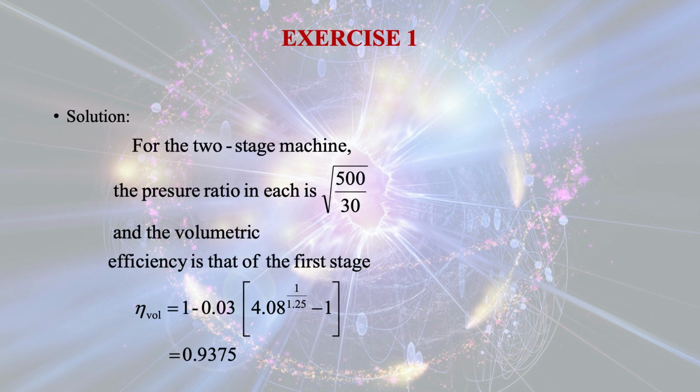For the two-stage machine, the pressure ratio in each is square root of 500 by 30. So in this case you see that eta volume will be 1 minus 0.03 whole multiplied by 4.08 whole to the power 1 by 1.25 minus 1, that comes out to be 0.9375, that is 93.75%.